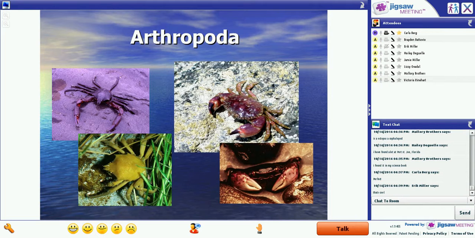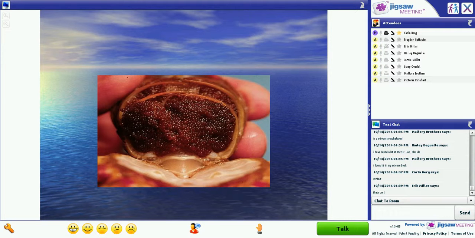Yep, go ahead, Mallory. How much eggs can a crab have? You know what? I'm not sure. It probably depends on the crab species, but that's a great question. I will look it up and I will get an answer for next week. Let me write that down.